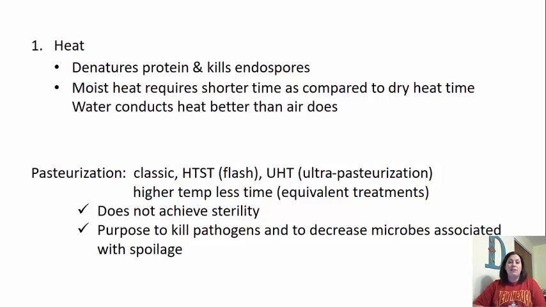This does not achieve sterility when we're looking at pasteurization, and the whole purpose of pasteurization is to kill pathogens and to decrease the microbes associated with spoilage. It doesn't say it will get rid of them, but it does decrease them. That way the shelf life of it can be longer, like with milk.